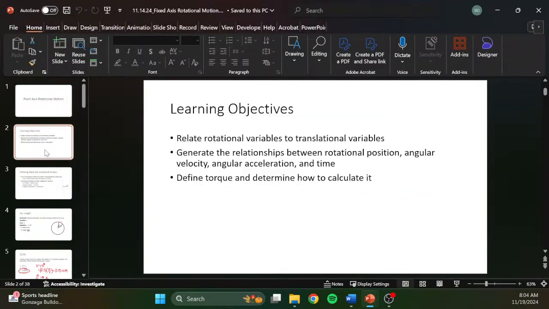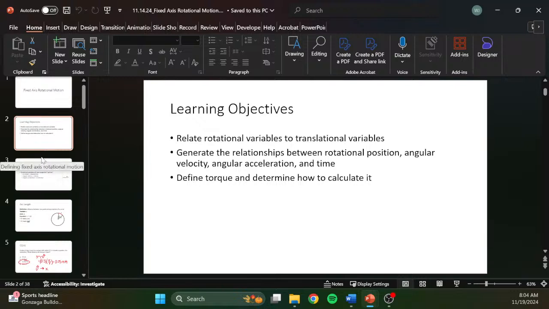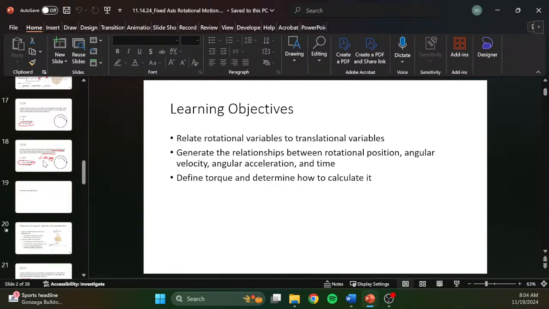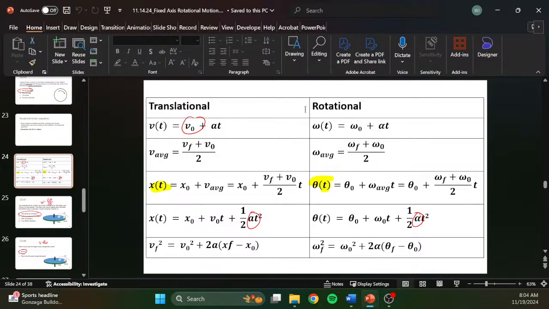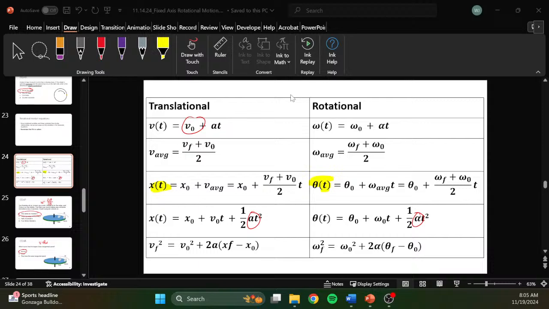Last class, just to give you a recap, we did the rotational variables. Basically all the kinematics equations had replacements for rotational variables. X became theta. V became omega, which was angular velocity. A became alpha, which is angular acceleration. What's nice is you just put the word angular in front of it, with the exception of angle.